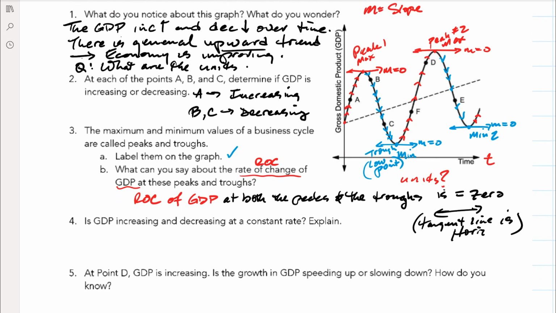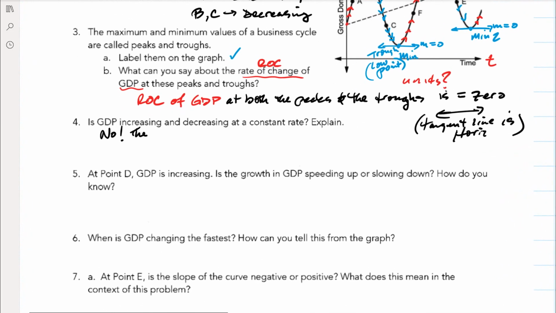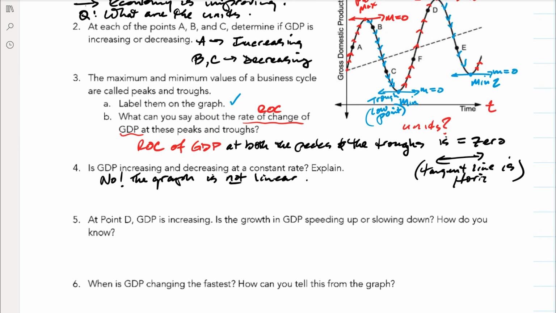Okay, that's number 3. Is GDP increasing or decreasing at a constant rate? Explain. Constant rate implies a linear function here, and the graph is definitely not linear. So I'm going to say right off the bat, no. The graph is not linear. You know that linear functions have a constant rate of change, and obviously that graph is not a line; it's a curve. So it's not linear.